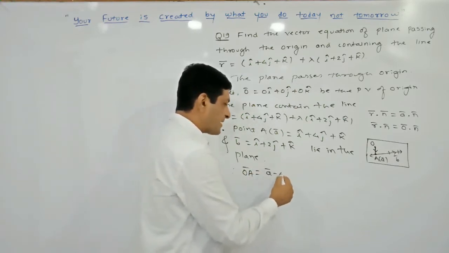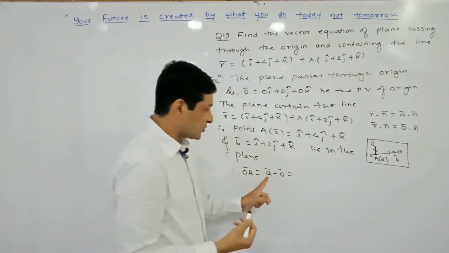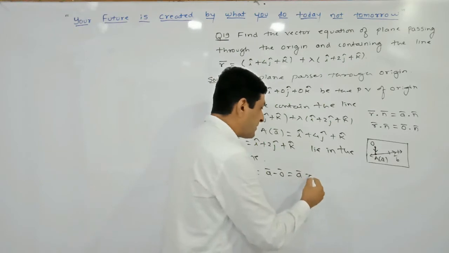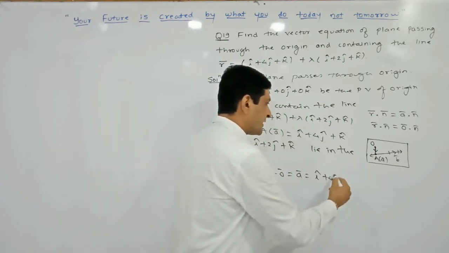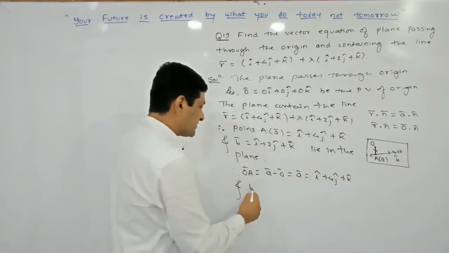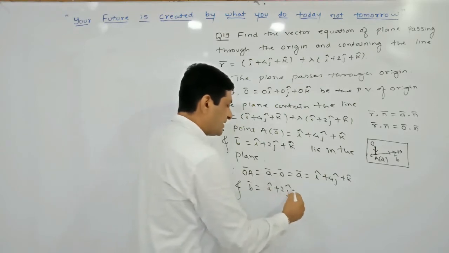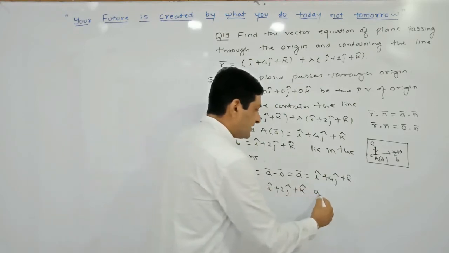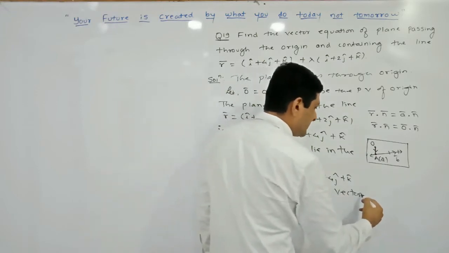Therefore OA bar, in terms of position vectors, can be replaced by a bar minus O bar. But O bar is the zero vector, so a bar minus O bar is nothing but a bar. What is the value of a bar here? i cap plus 4 j cap plus k cap. And what is the value of b bar here? i cap plus 2 j cap plus k cap. Both are vectors on the plane.